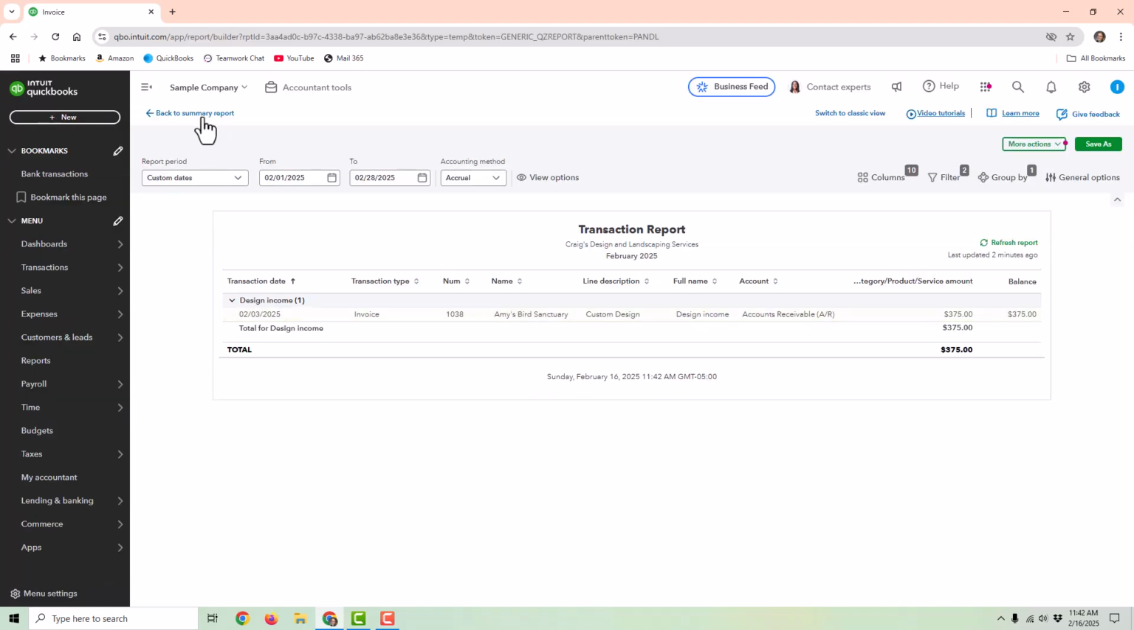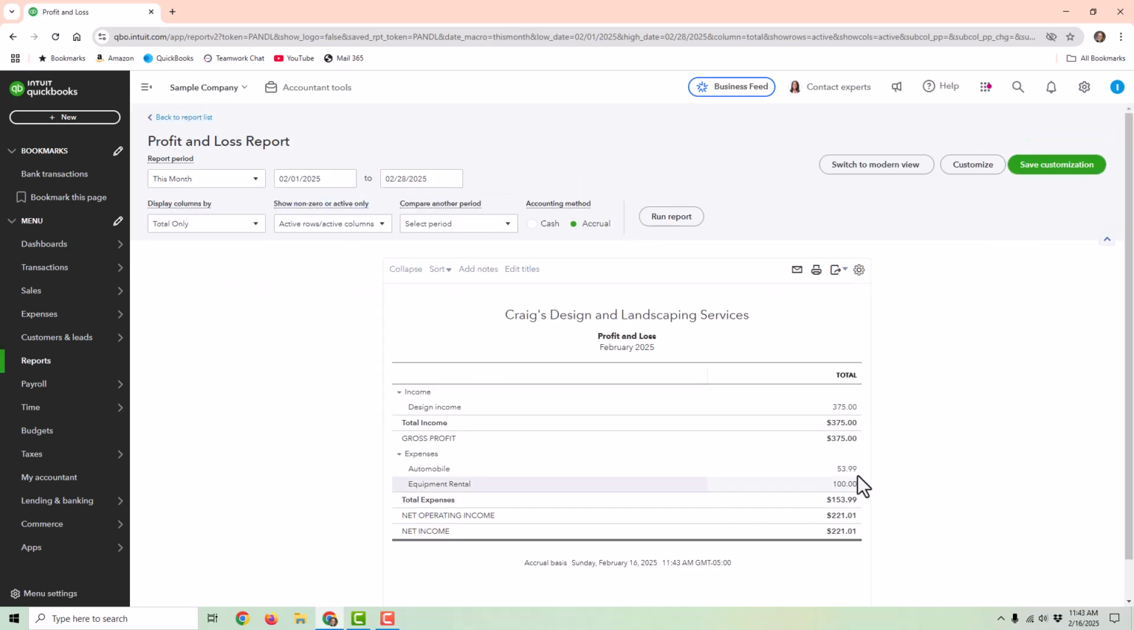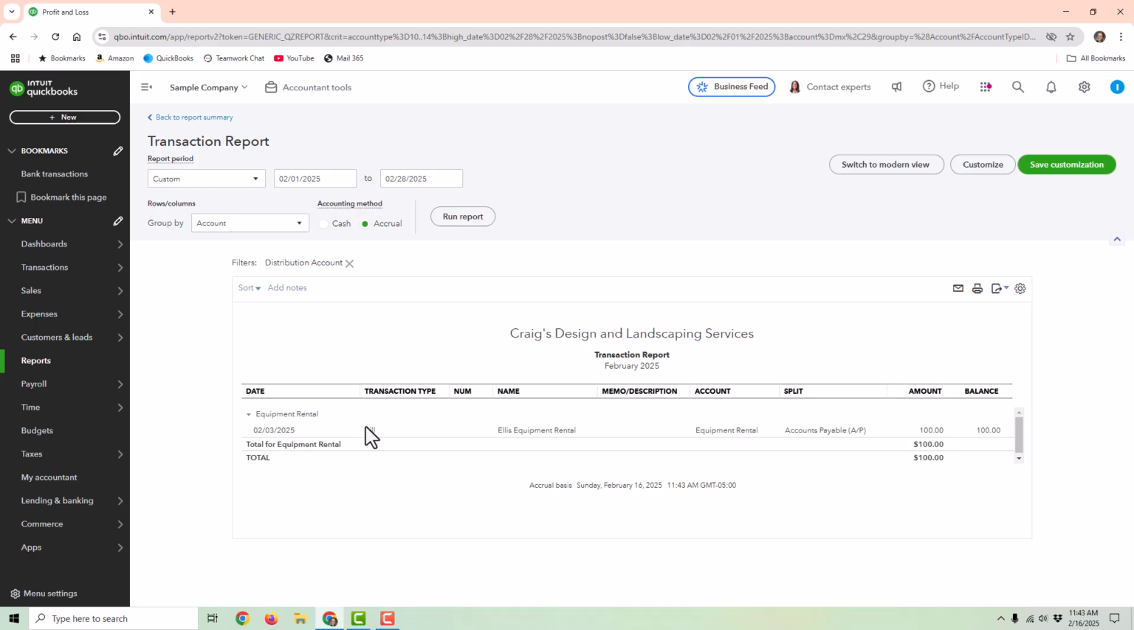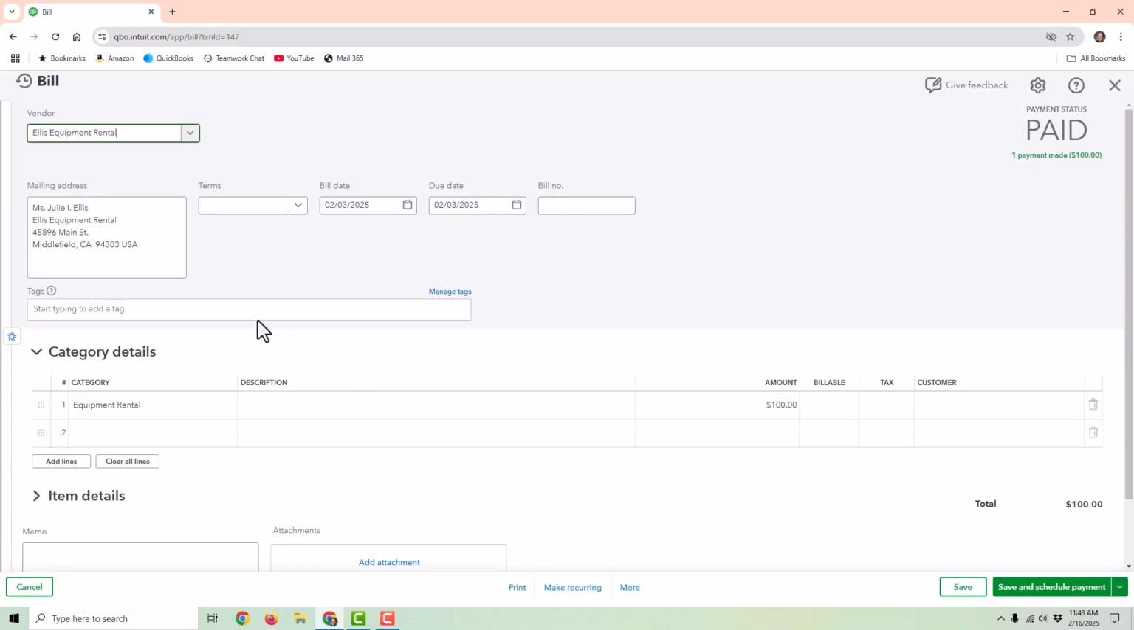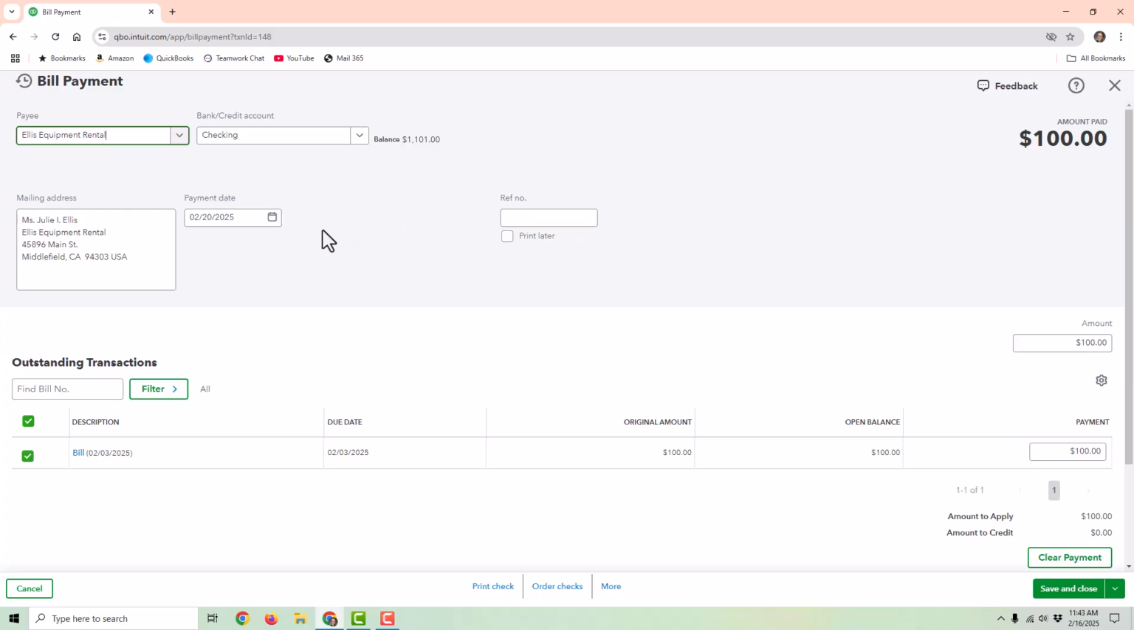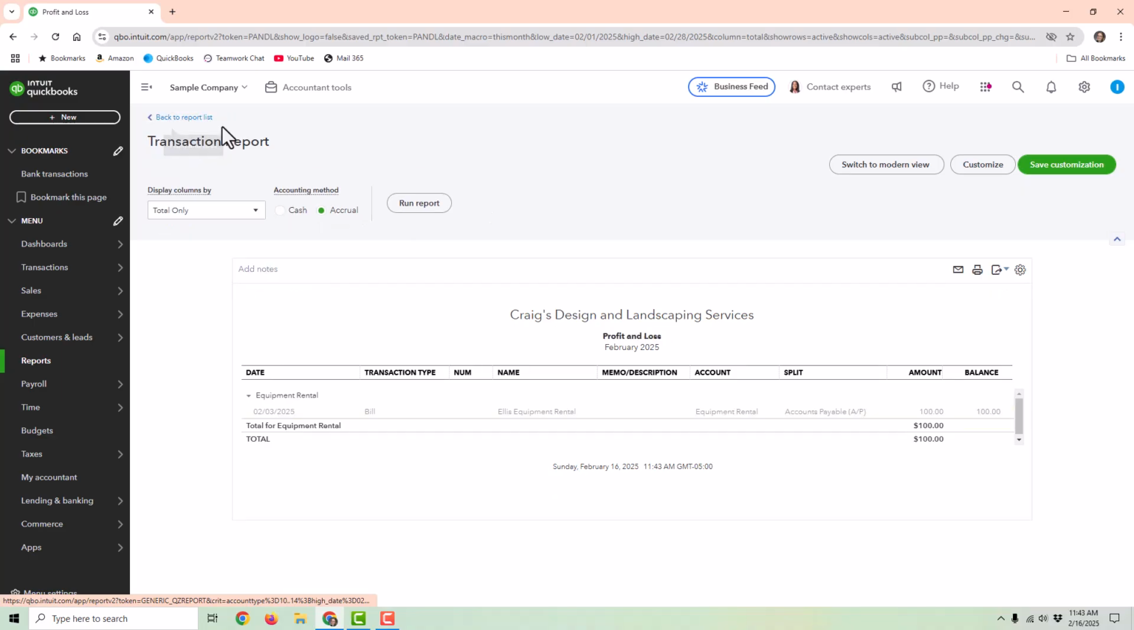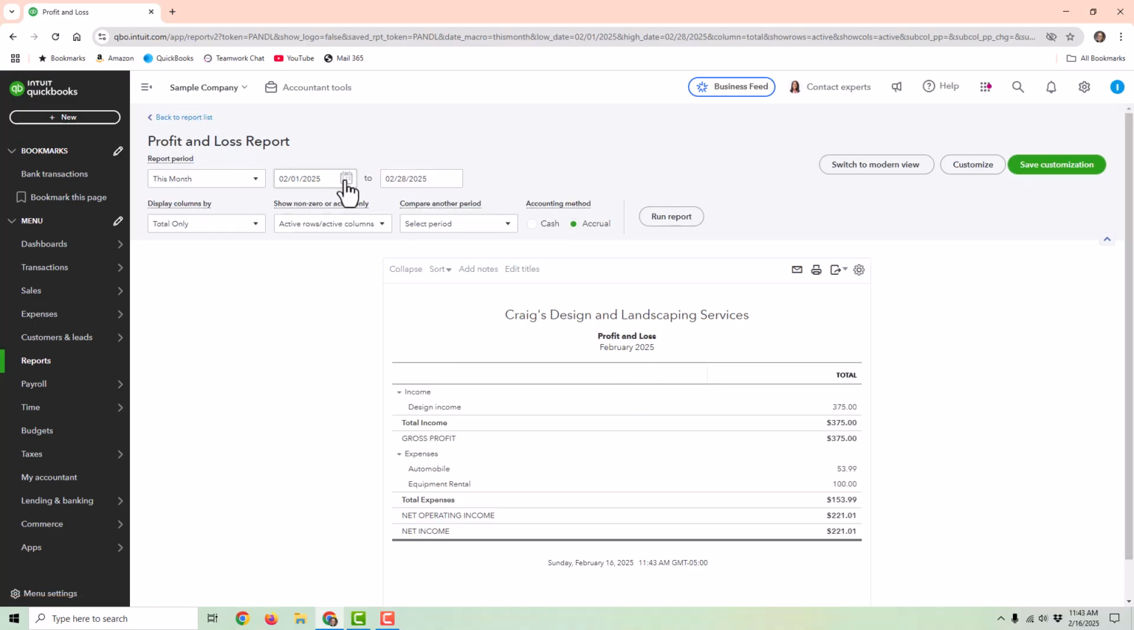Okay, so we're going to look at that. And we're also, let me go back, and we're also going to look at this equipment rental expense. This was a vendor bill I created with a date of February 3rd, and I created the payment on February 20th. So keep those two dates in mind as I look at this report. So both of those, the vendor bill and the customer invoice, were created on February 3rd. So let's look at February 3rd first.